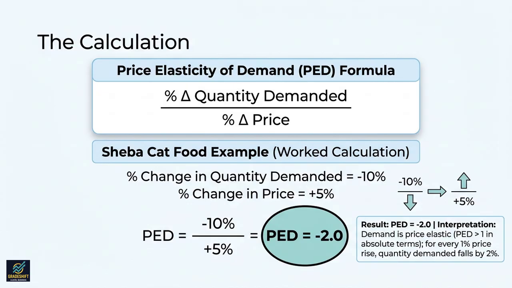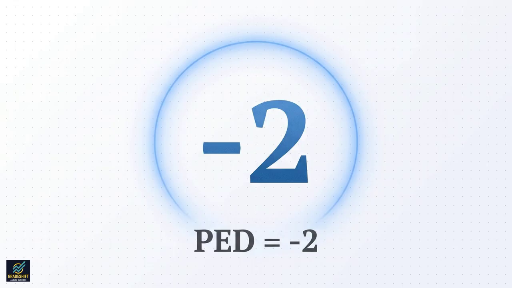To calculate the price elasticity of demand for Shiba, we take the minus 10% change in demand and divide it by the plus 5% change in price. Let us look at the math. Dividing minus 10 by plus 5 gives us a final price elasticity of demand value of minus 2. This single number tells us exactly how sensitive Shiba's customers are to price changes.